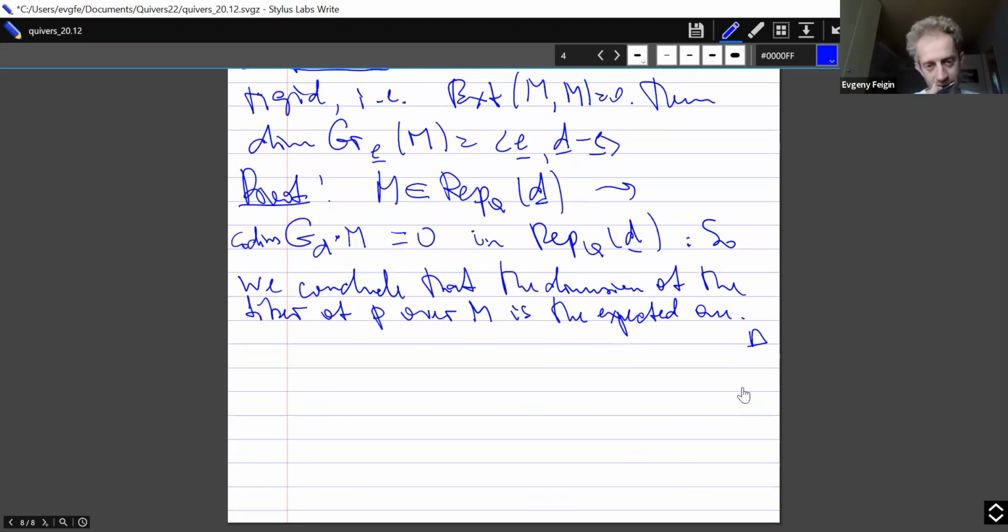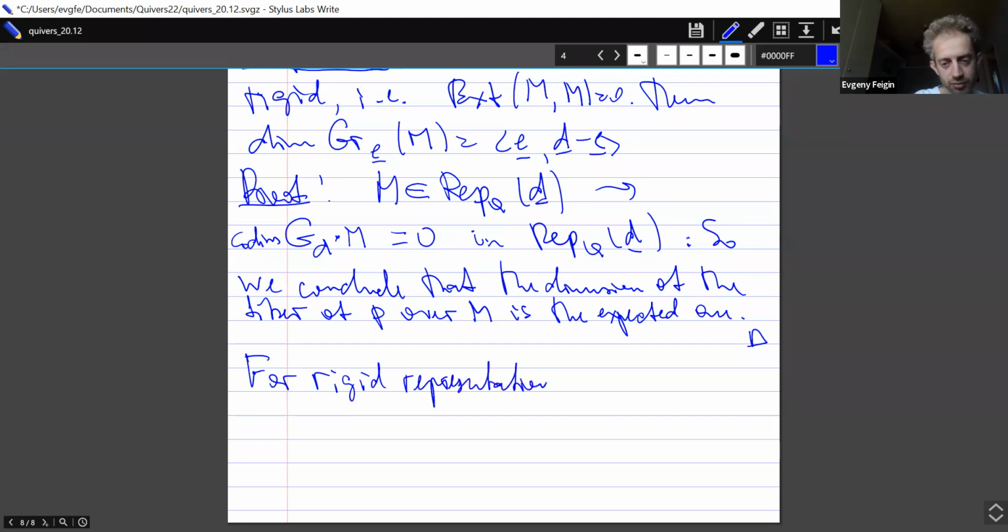Okay, and maybe let me also write that for the same reason, for rigid representations, the varieties Gr_e(M) are smooth and irreducible.